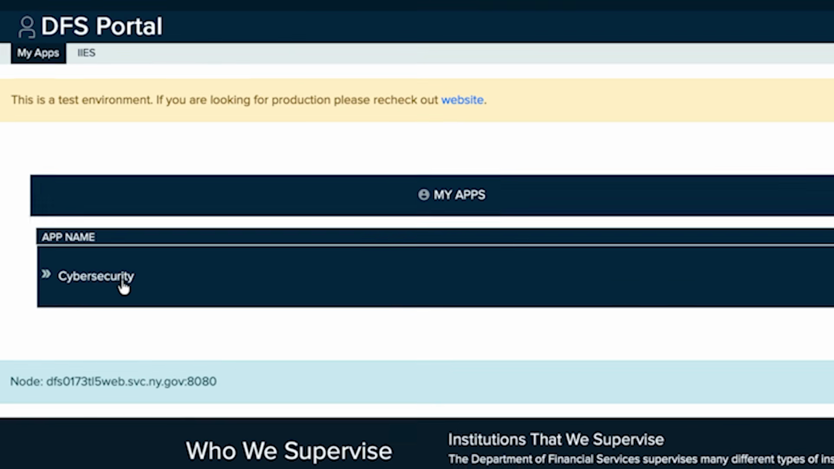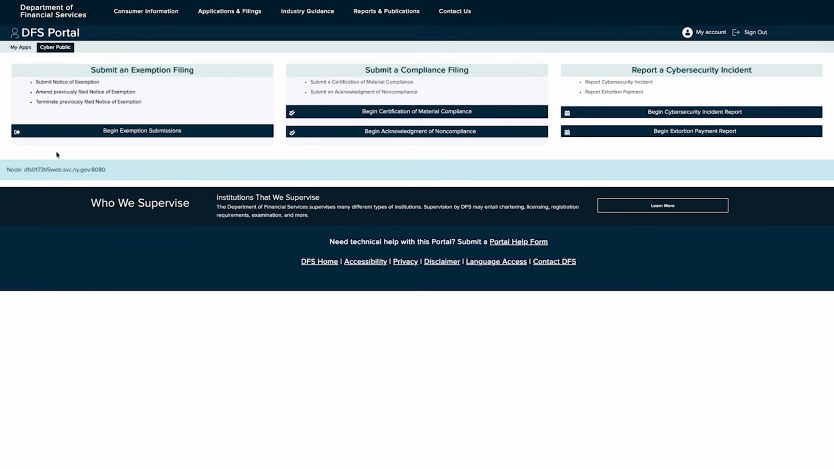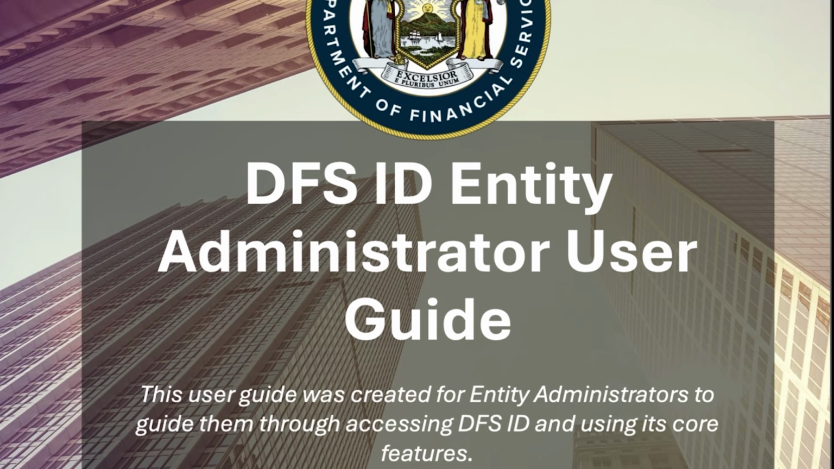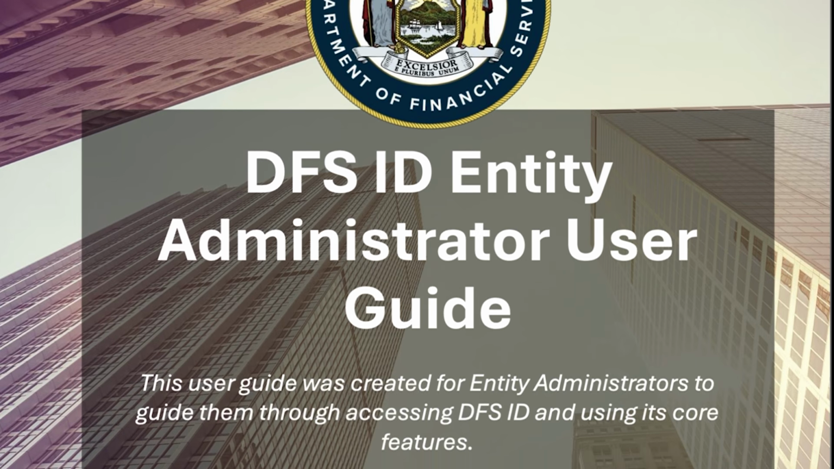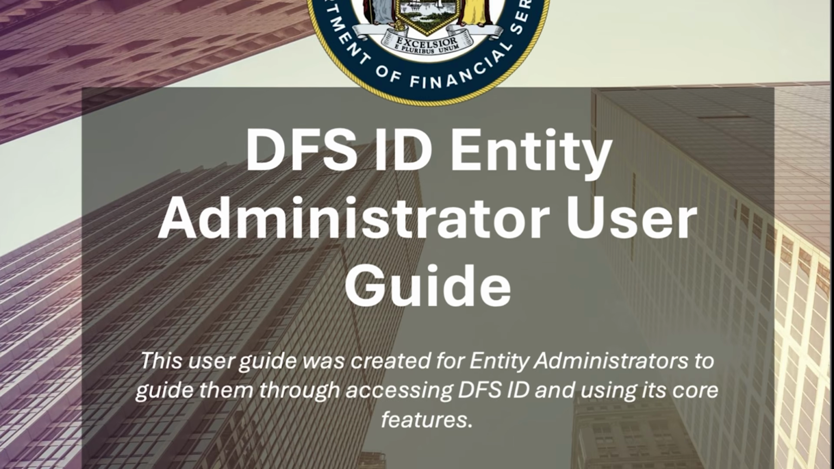Once you authenticate using DFS ID, select DFS Portal Applications. Then select Cybersecurity. Importantly, your screen will only show you the applications you currently have access to. If you do not see the cybersecurity application, please reach out to your entity's DFS ID entity administrator to request a role change. On the DFS ID hub, you will see a video and a user guide that explains the different roles and how your entity administrator should manage roles.